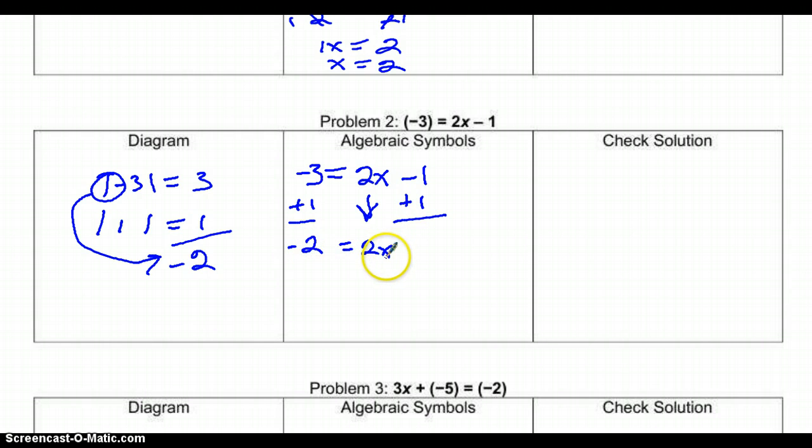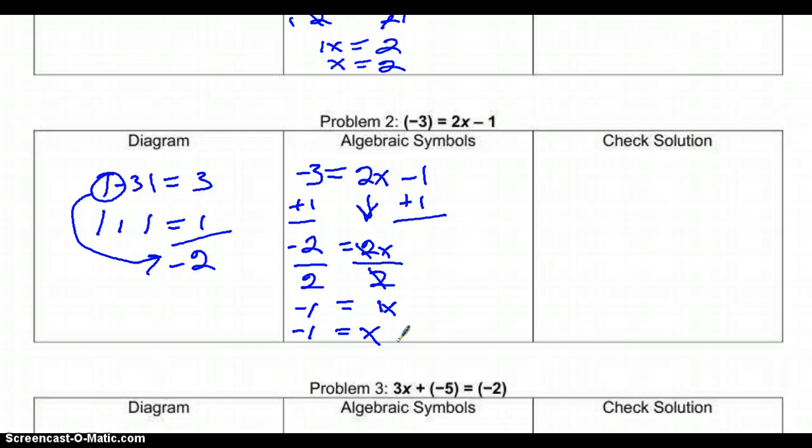Now all I need to do is see what's going on with my variable, and of course it's being multiplied by 2, so I want to put my fraction bars and divide both sides by 2, and this is going to give me 1x, and that's going to equal a negative 1. Remember the rules for multiplication say if you multiply signs that are opposite, you always get a negative. So I'm going to get a negative 1 is equal to x.